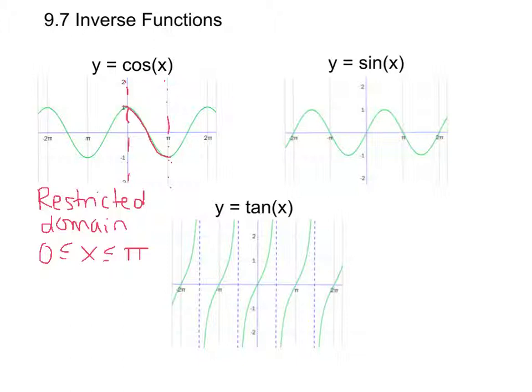So similar things have been done for sine to capture all the values and for it to pass the horizontal line test. We restricted it from -pi/2, which is right here, all the way to pi/2, which is right here. So it's been restricted down. So write the restrictions out.